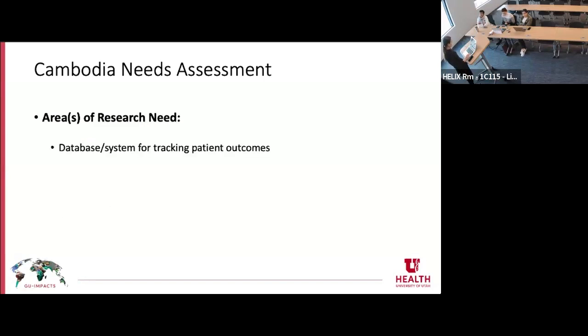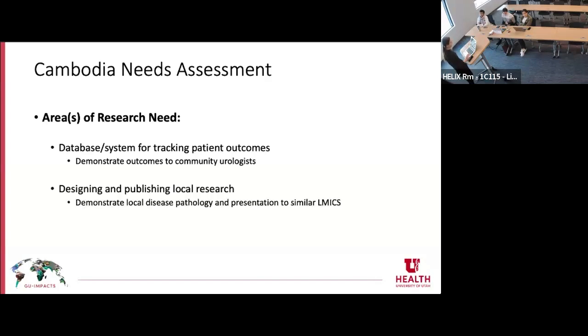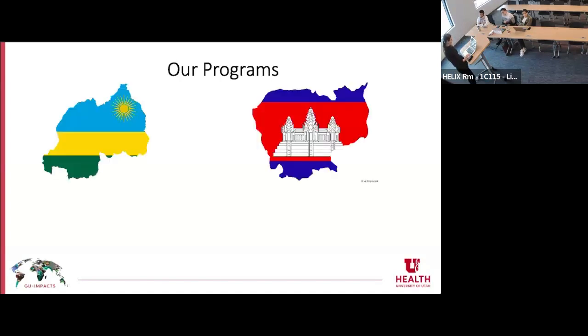And then in terms of research, a database system for tracking patient outcomes, in order to demonstrate their outcomes to community-based urologists, was something that was very much expressed and identified in this needs assessment. And then help with designing and publishing local research in order to demonstrate local disease pathology and presentations to similar low-middle income countries.